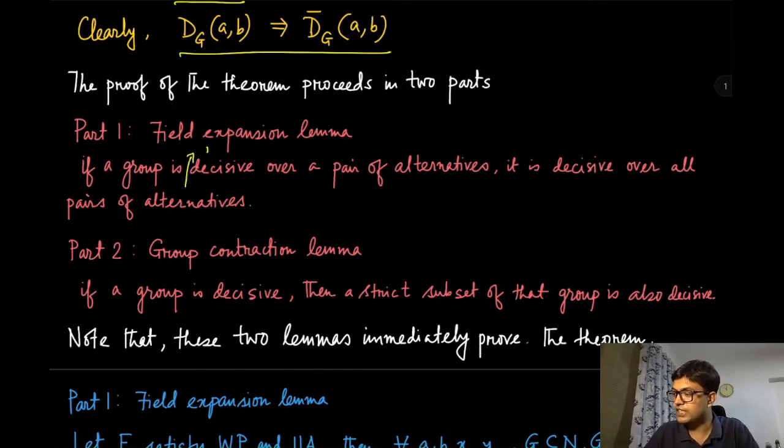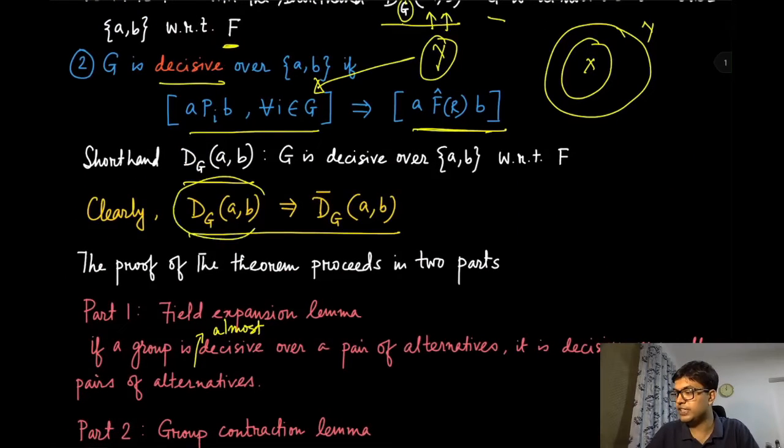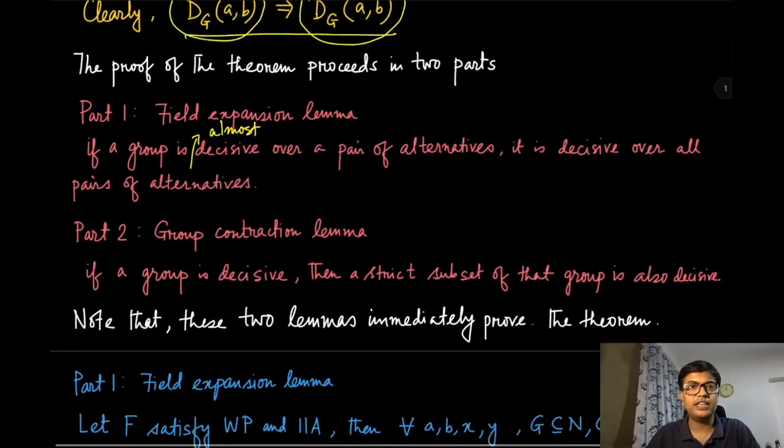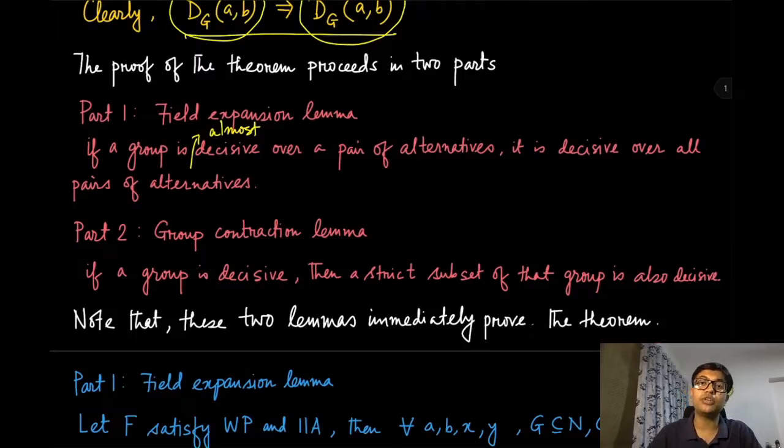Not only decisive, it's even weaker, almost decisive. Remember that if it is decisive, that's a stronger condition. We are going to assume a little weaker condition: that this is almost decisive over a pair of alternatives. Then the field expansion lemma says that it is going to be decisive. Now look at this: we are concluding a much stronger result, that it is decisive over all pairs of alternatives, not only between those two. That is why it is called the field expansion, as if you are expanding the idea of decisiveness over all possible alternatives. Now once we have that, the second part is known as the group contraction lemma.